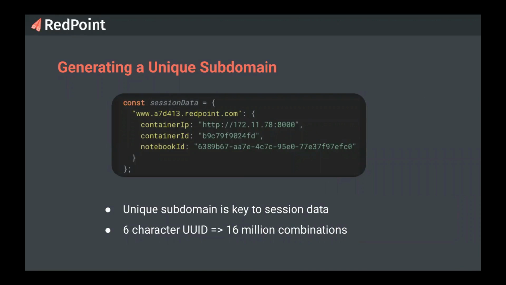We need a way to map each user to all this internal system information, like our container IP address and the ID of the container. And our solution was to give each user a unique URL, a subdomain URL, that they then use for the remainder of their session. And by generating a sufficiently unique address for them, we guarantee that that will remain private.